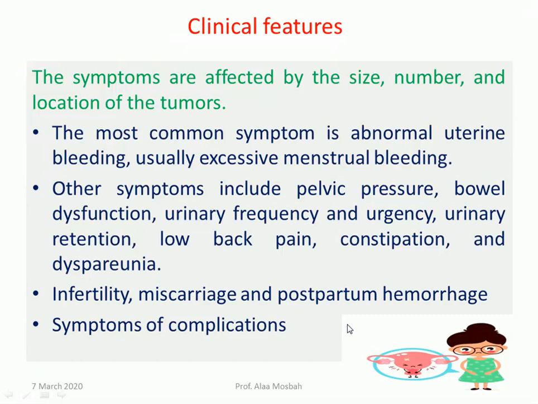Also, there may be symptoms of complications, like red degeneration of fibroid, which may present as acute abdominal pain. Also, torsion in subserous fibroid with a pedicle may cause acute pain in the abdomen. Also, degenerative changes are associated with pain.